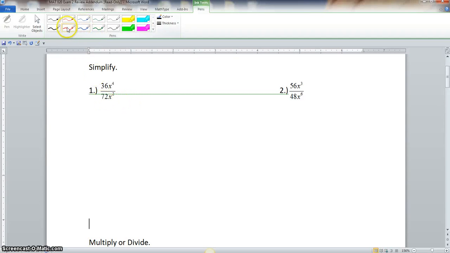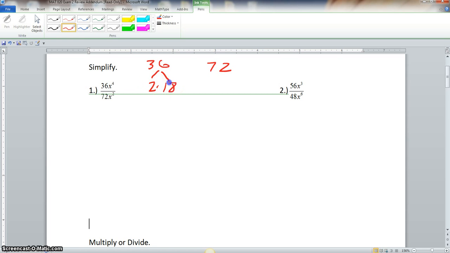Okay, class, this is the addendum to exam 2 for the fraction exam. Okay, we have to simplify. Number 1, we had 36x to the 4th over 72x squared. Now what we want to do is take the prime factorization of 36 and the prime factorization of 72.